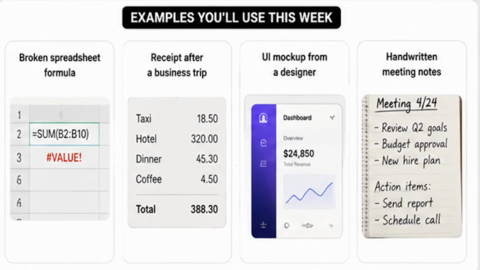Second, a receipt after a business trip. You photograph it, paste it in, and ask for every item listed with its price. No manual entry, no building a spreadsheet from scratch. It reads the print straight off the paper.